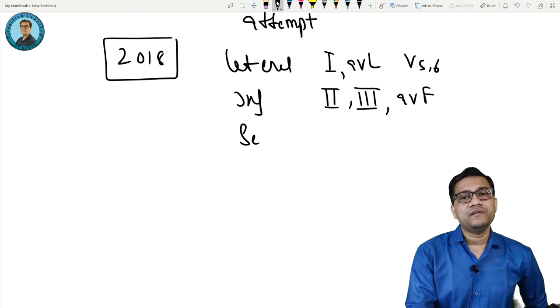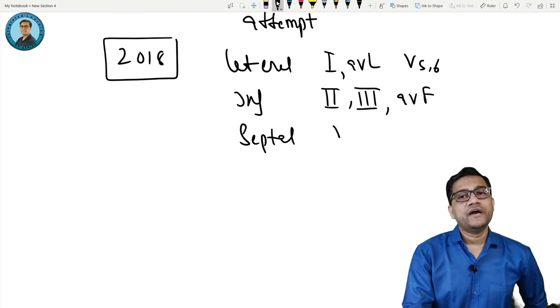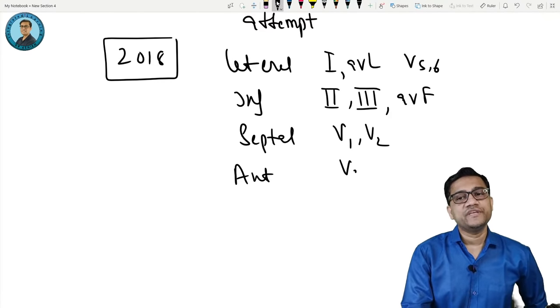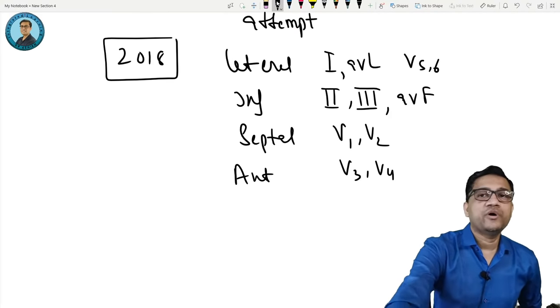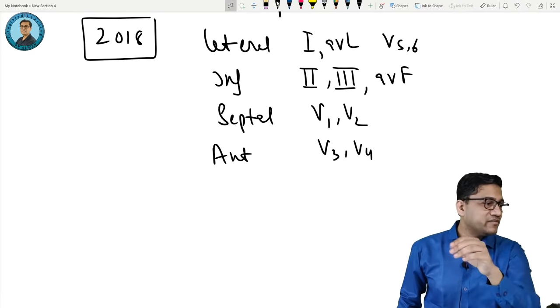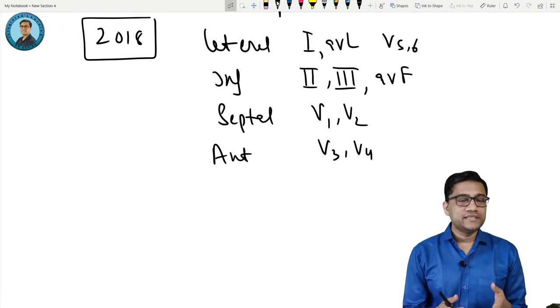And the septal, which one? They are 3 and 4. Sorry, this is 1 and 2. And what is the anterior? This is which one? V3, V4. So I hope I made this easy for you. So these are the leads we are having and we will be seeing in this case.